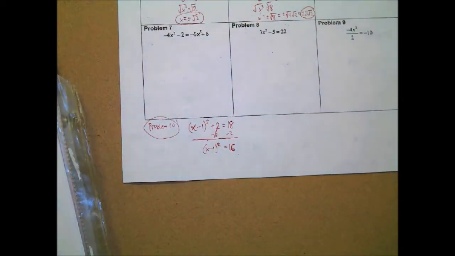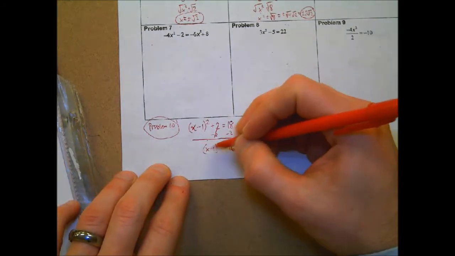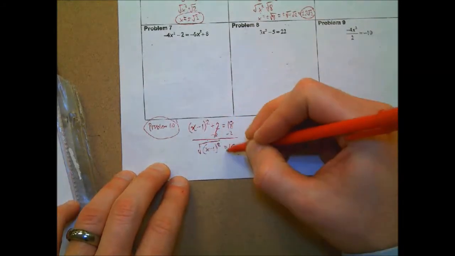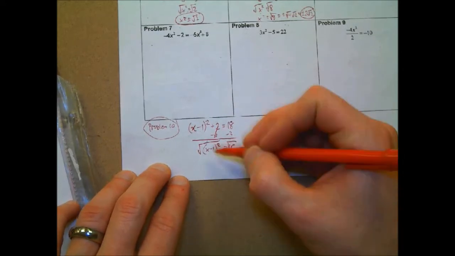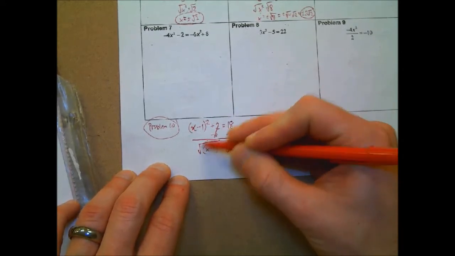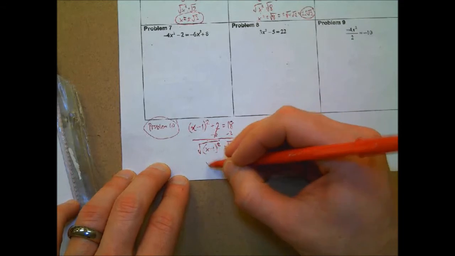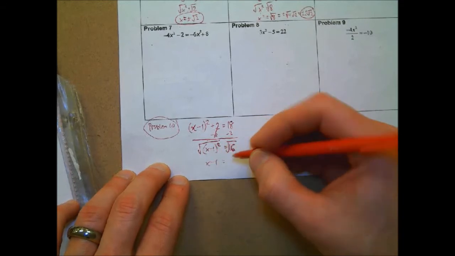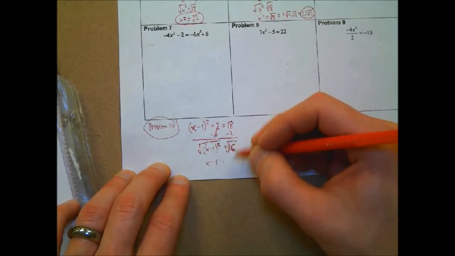We got a square root next. We want a square root, okay? We're going to actually cancel out this square by square rooting. And we're going to square root over here too. What's going to be left over here if we square root? x minus 1. What's the square root of 16? 4. We're going to do plus or minus 4.